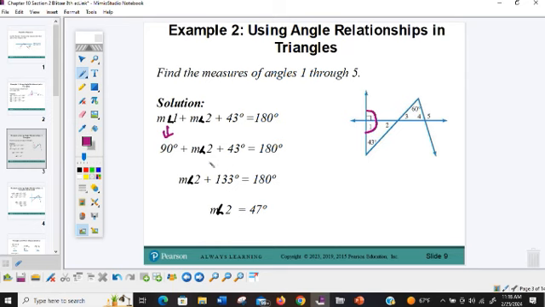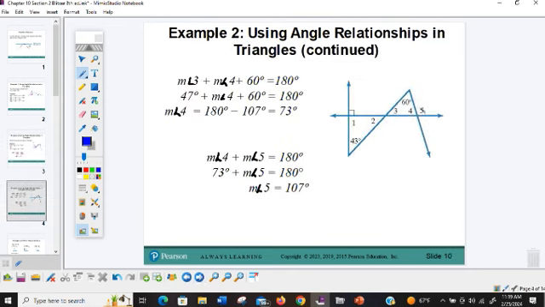Now we have 90 plus angle 2 plus 43 equals 180. 90 plus 43 is 133. And then when we solve for angle 2, we are subtracting 133, and we find out that angle 2 is equal to 47 degrees. So this one right here is 47. Now these are vertical, so we know that angle 3 is 47. So let's look on the next slide.